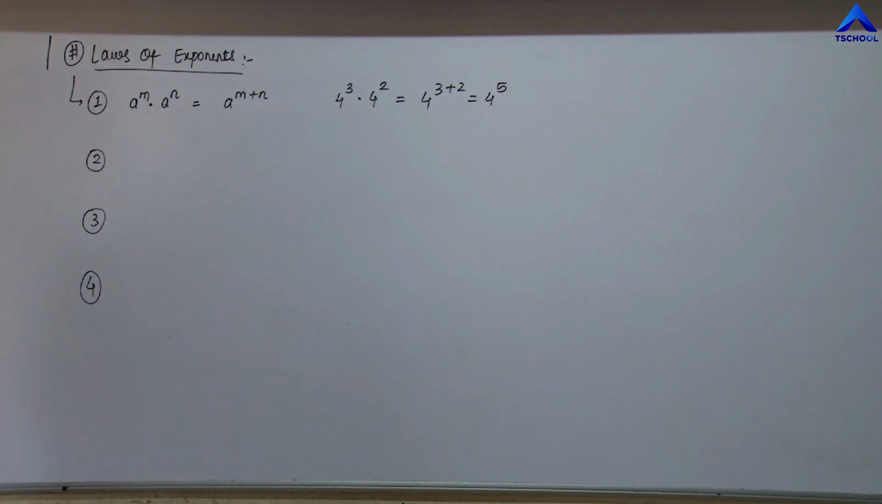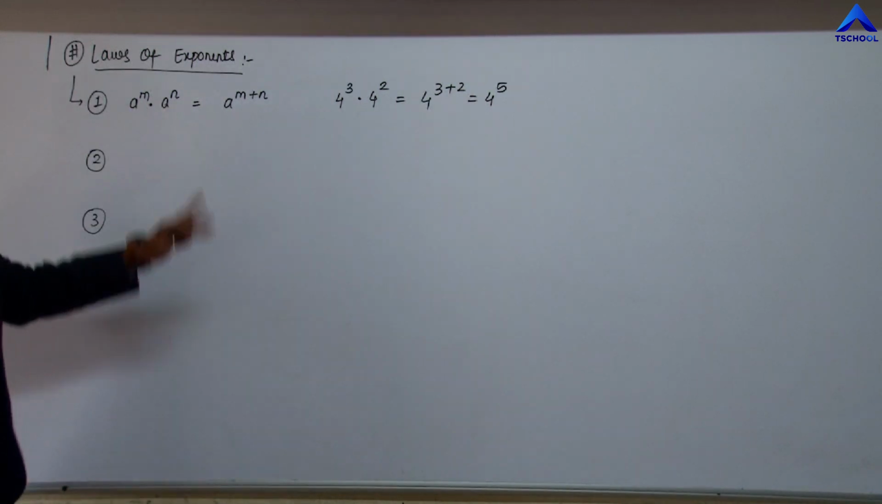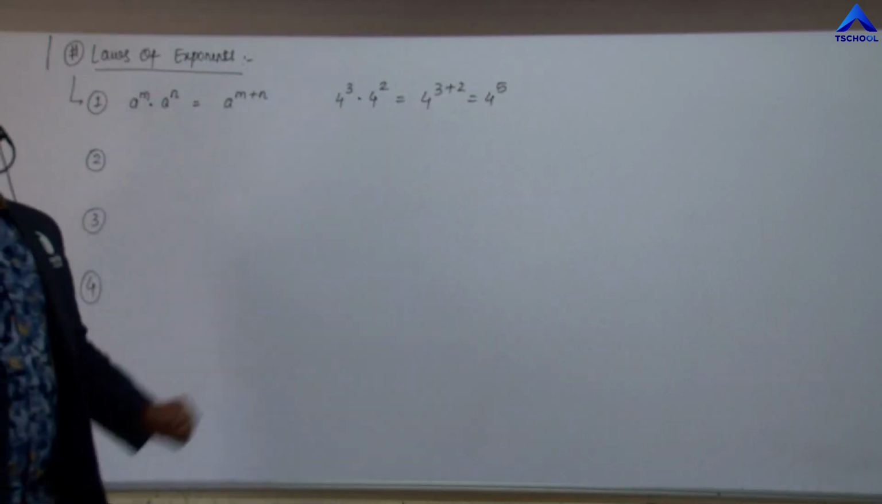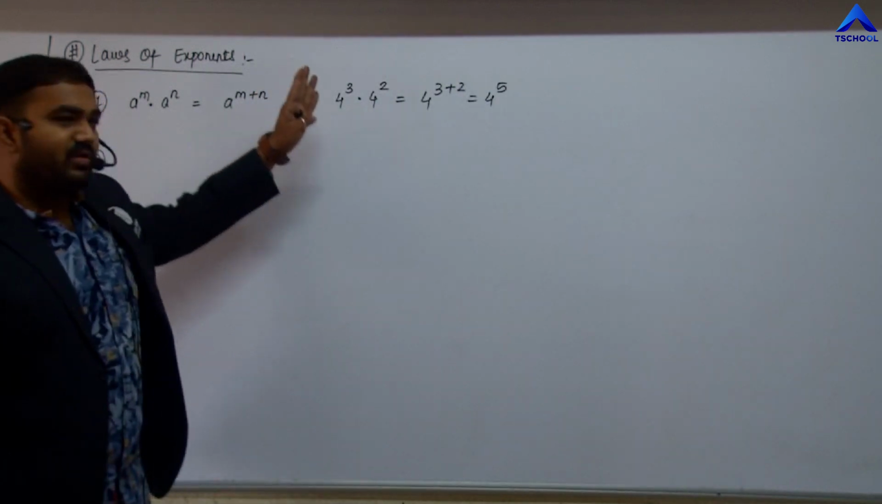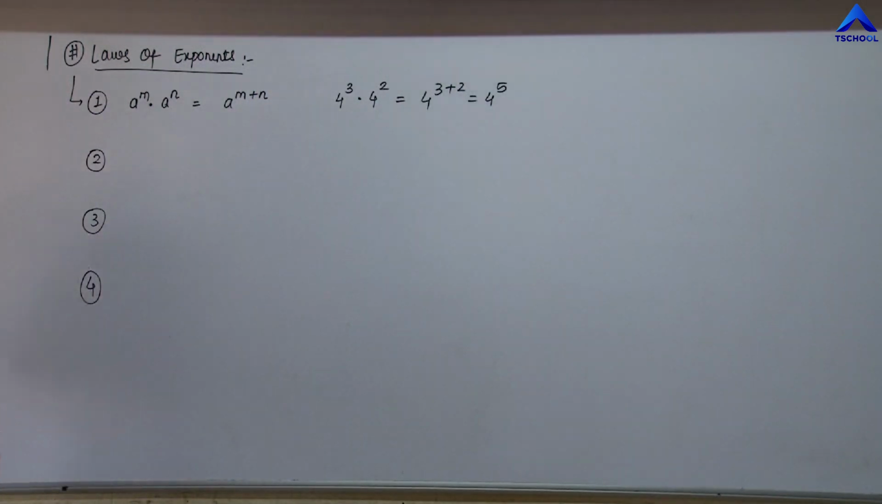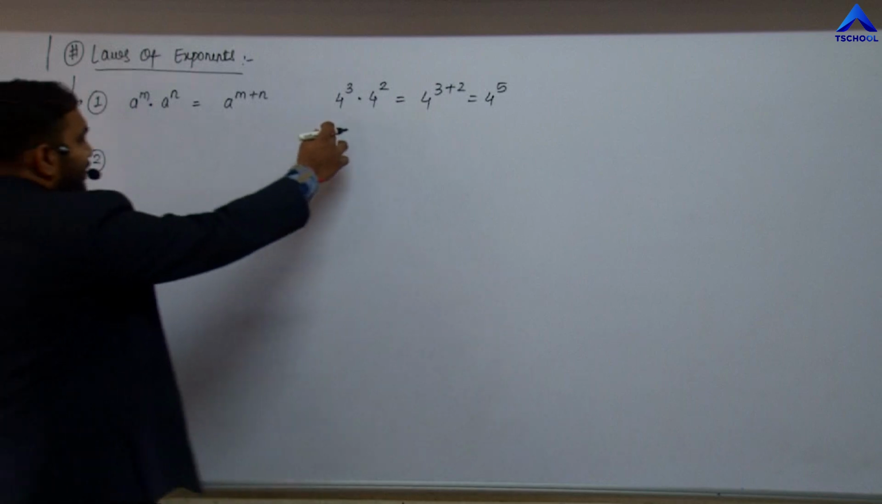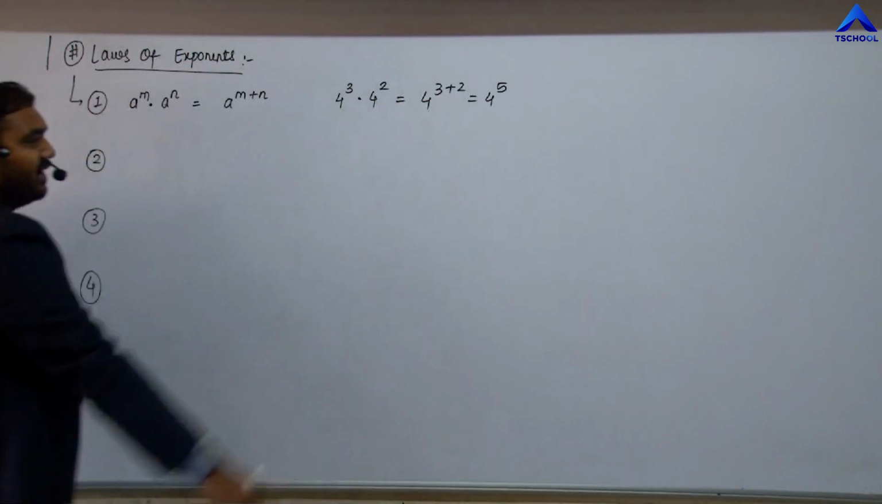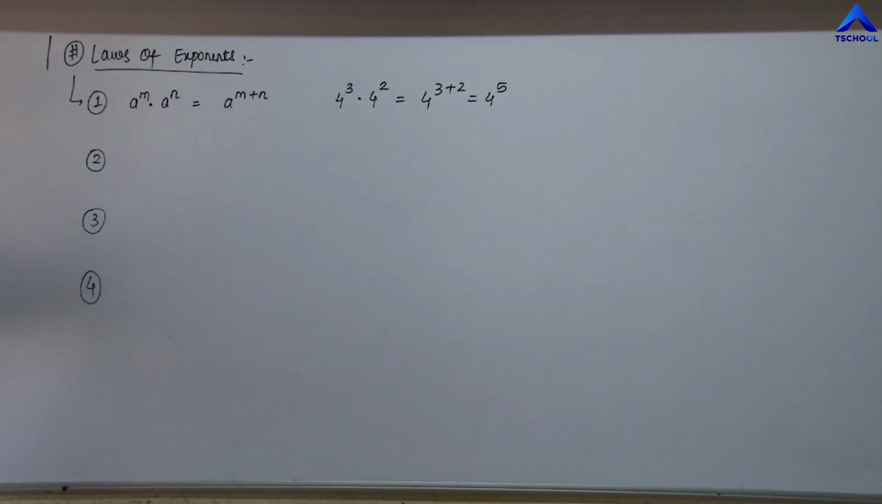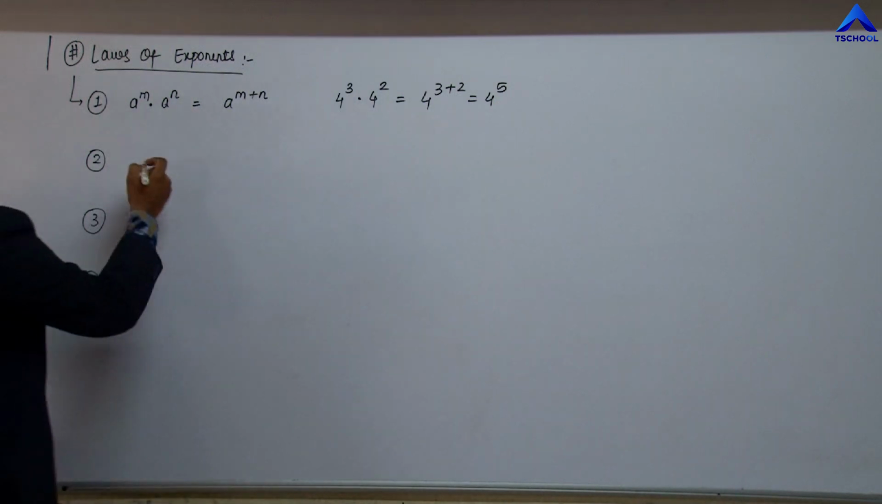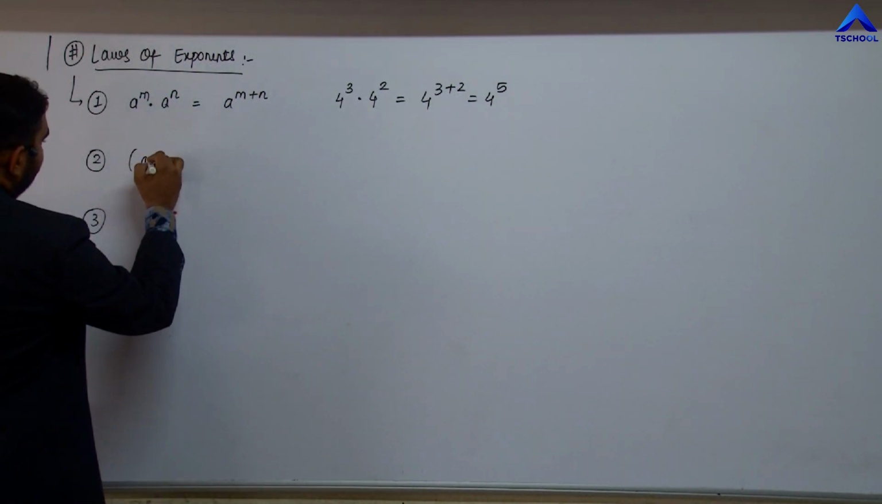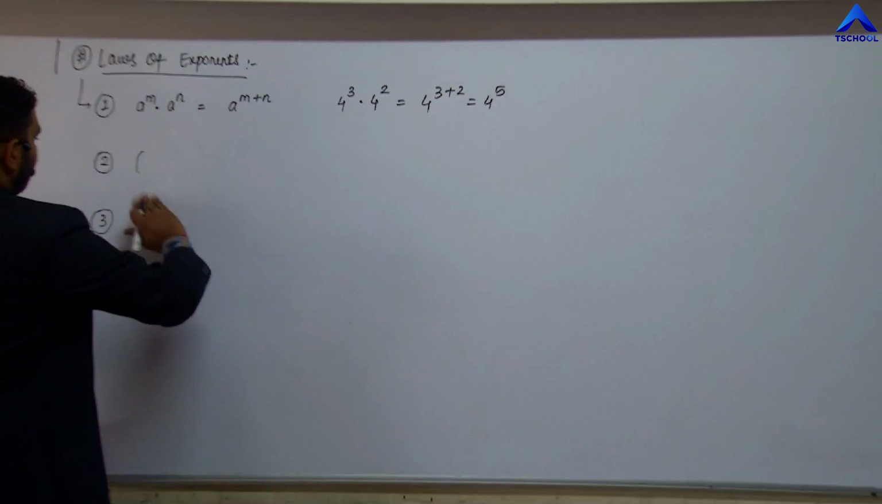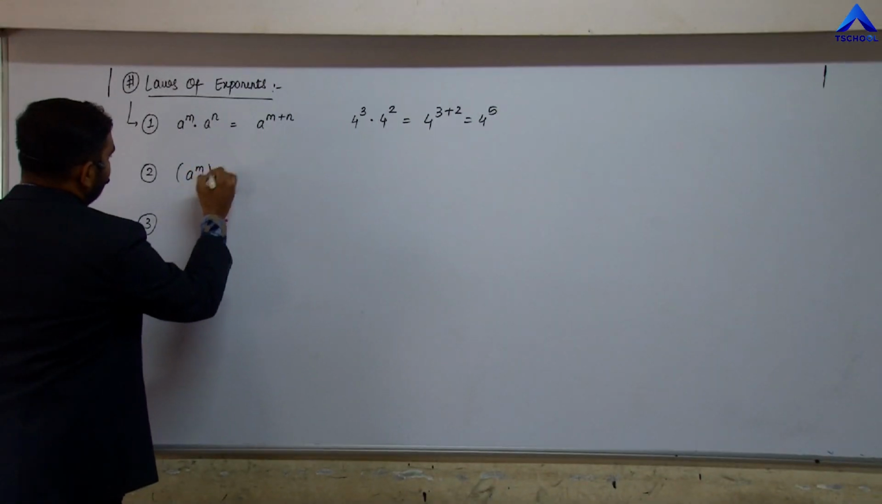So in this way you can also add the numbers or add the exponents. Right? If it is a raised to m into a raised to n, then the answer would be a raised to m plus n. That is a raised to m plus n. Example, 4 raised to 3 into 4 raised to 2, that is 4 raised to 3 plus 2, that is 4 raised to 5.